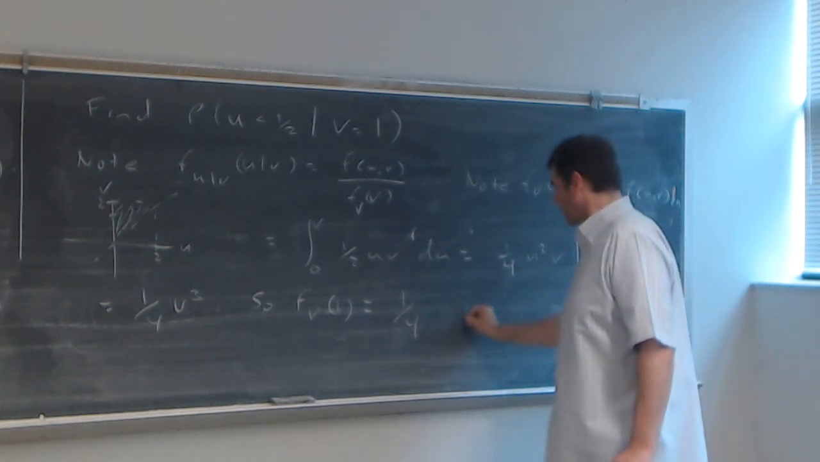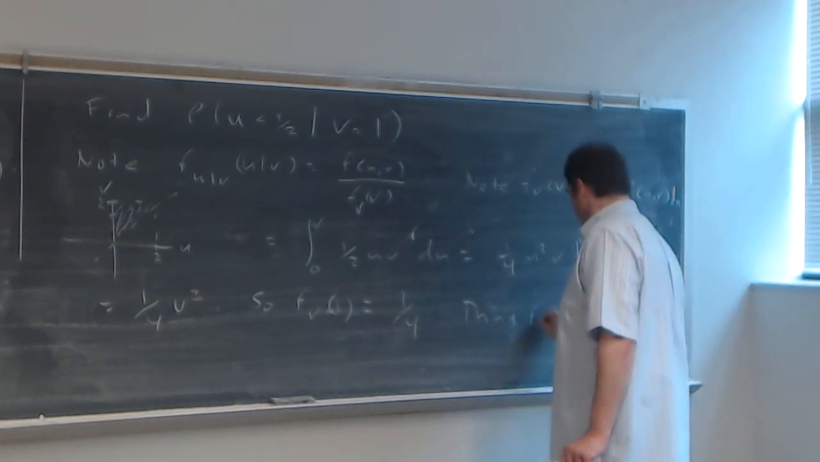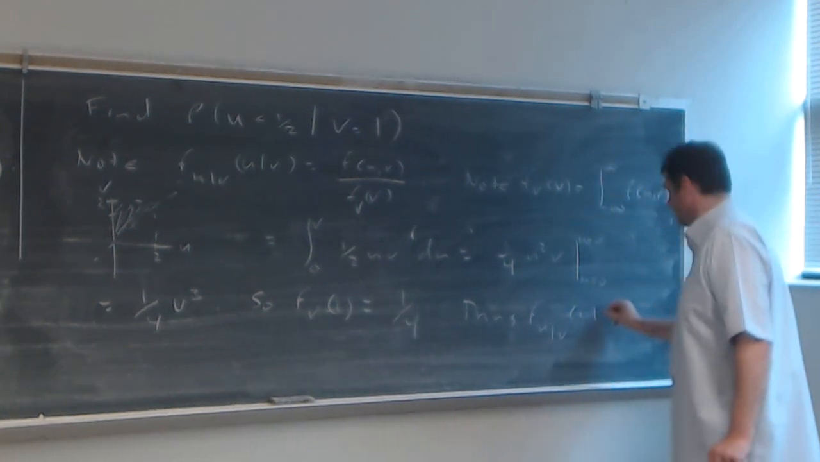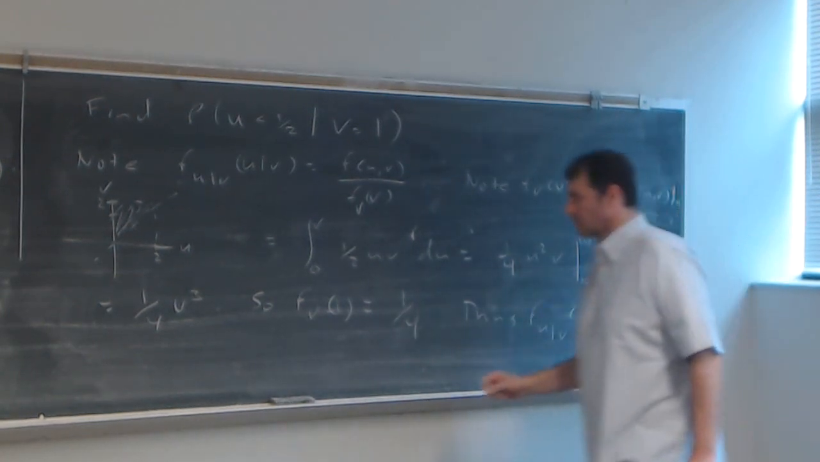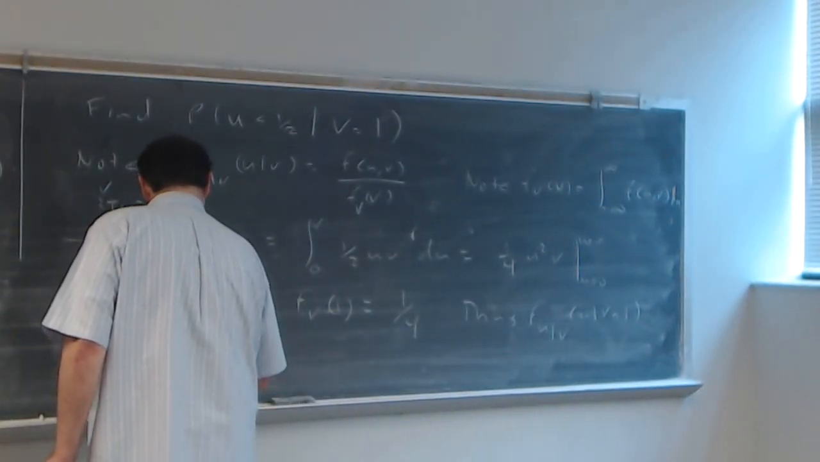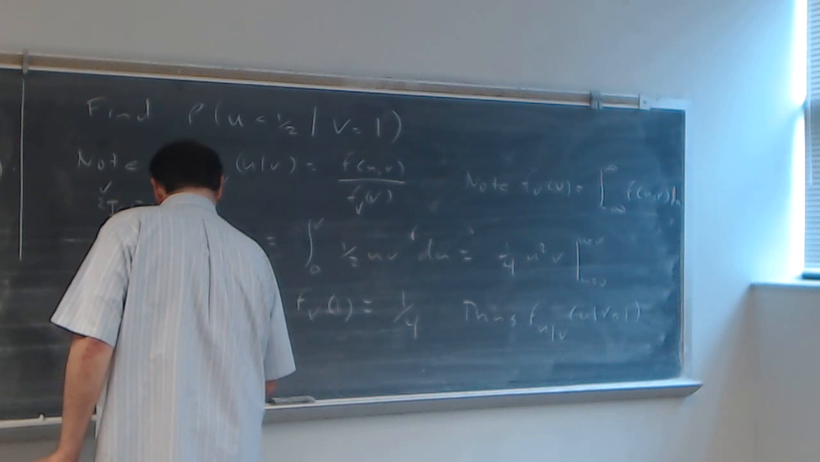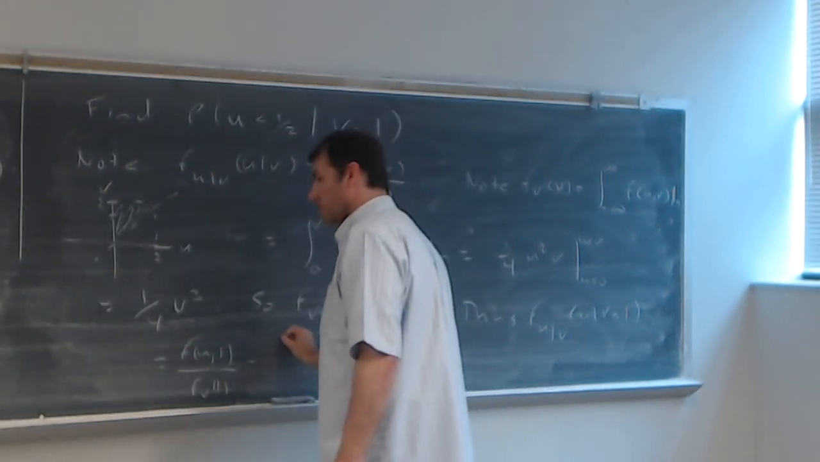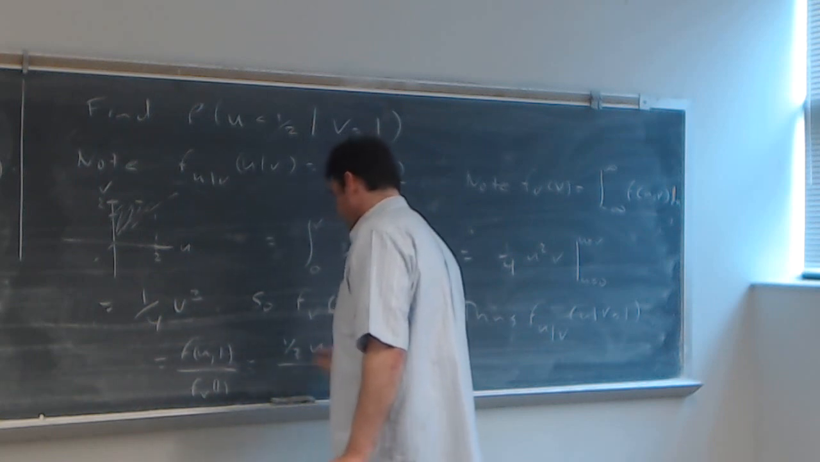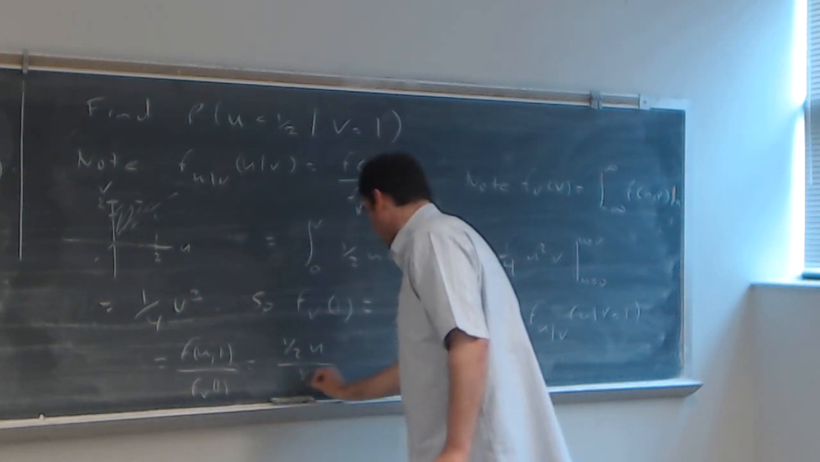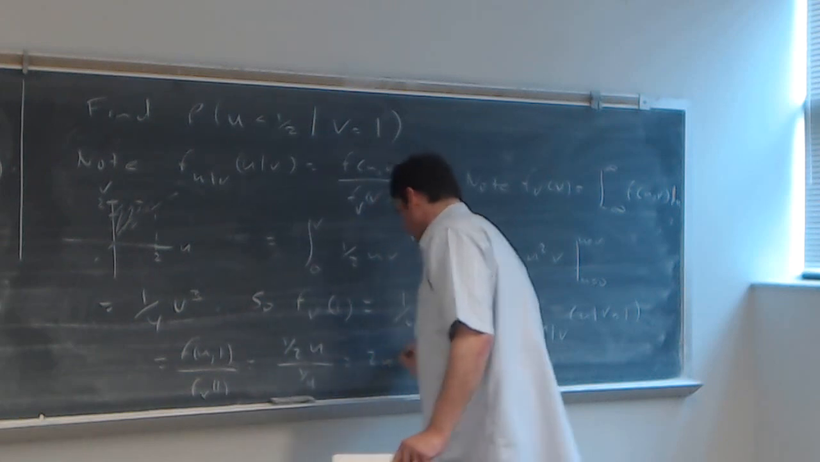Now, thus, f sub u given v of u given v equal to 1 is going to be equal to f of u,1 over f sub v of 1, and f of u,1 is going to be 1/2 u from the joint PDF, over 1/4, so it ends up being 2u.